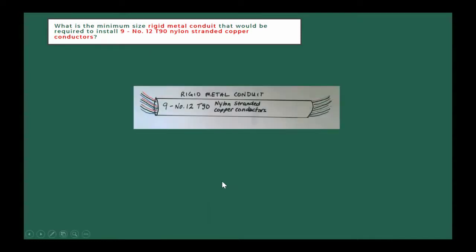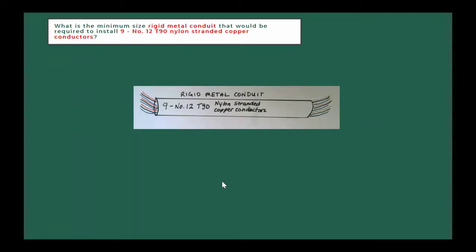All right, so let's do an example. What is the minimum size rigid metal conduit that would be required to install 9 number 12 T90 nylons, so nylon stranded copper conductors? So now you know why I have to put the word stranded there, because if I don't, then you don't know, is it solid or is it stranded? Is it 10A or is it 10C, right? So here's a diagram. I like to draw a diagram. Red, black, blue, red, black, blue, red, black, blue. I got 9 of them, number 12s.